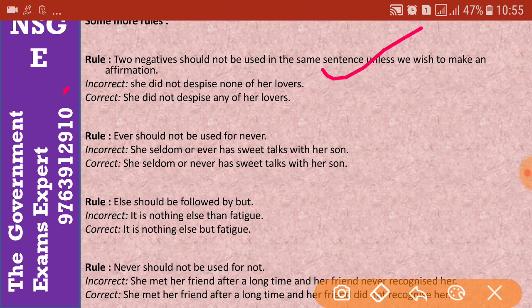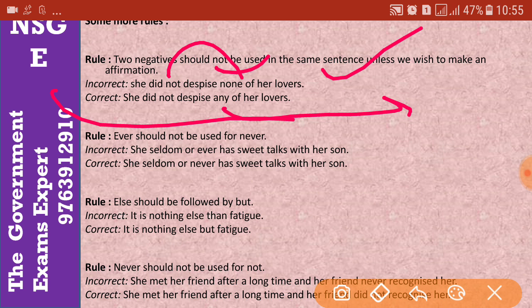So we always use the correct word for the same sentence: she did not despise any of her lovers. Why? Because any has a negative sense. Any of her lovers. None of her lovers, we shouldn't use none, because we have already mentioned did not, which is also a negative word, and none is also a negative word. But any is not a negative word, it has a negative sense. She did not despise any of her lovers. Okay.